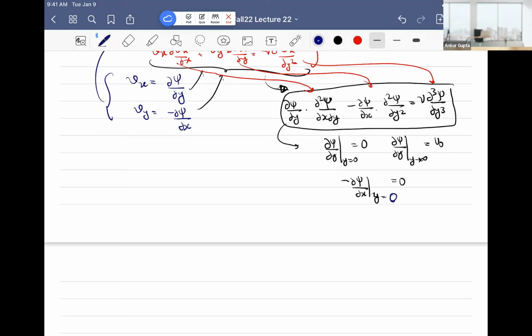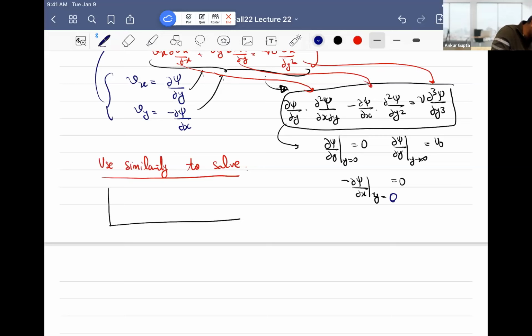All right, let's get started. We'll continue our discussion on using similarity. Just recall that we are discussing this problem of the boundary layer of a flat plate, and we want to think about a similarity transform to solve it, and we want to find a similarity solution for psi.